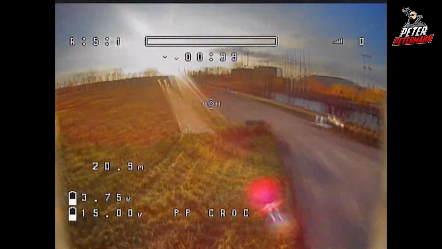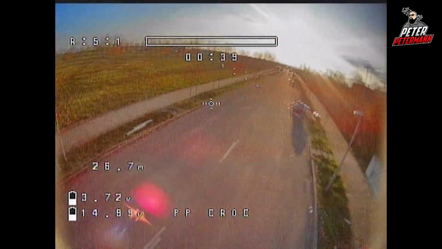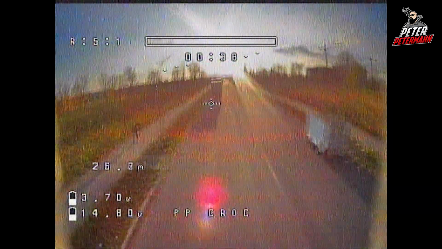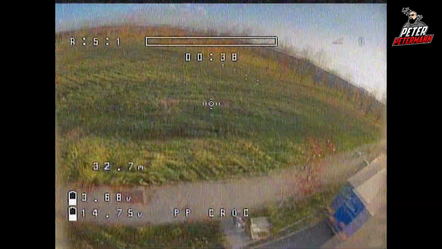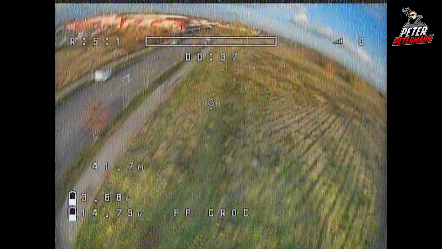Now, before I go into further detail, not all of the elements on my OSD are working properly right now, which is sad, but this is still a brand new drone, and I still have to figure out some of the things. Anyway, let's jump into it.